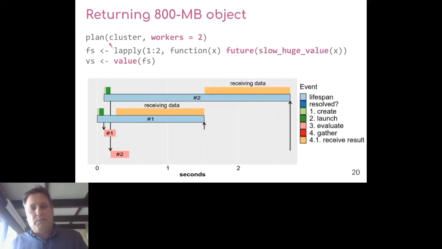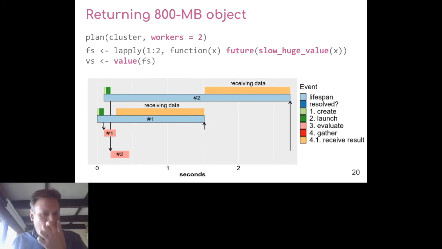Here's another problem. If the function that we create doesn't necessarily send a lot of data, you might get a lot of results back, like giant objects. So here's a case where you get 800 megs returned. So it's very quick to create and launch the two futures, and they're very quick to finish. But as soon as they finish, it will take quite a while to receive the data back to the main R session. So that's another type of overhead.